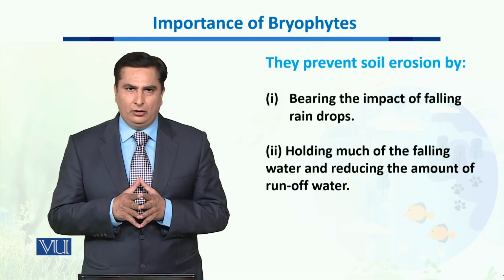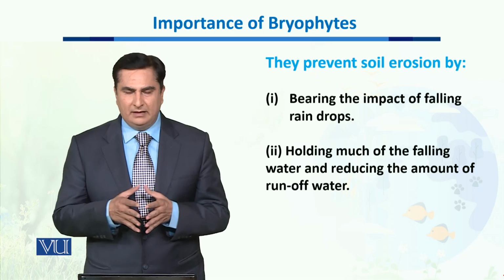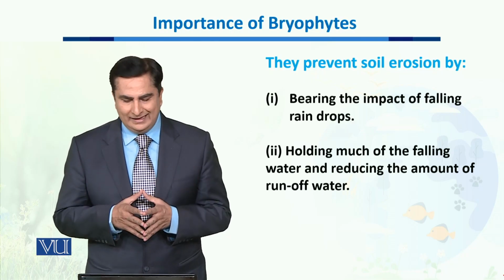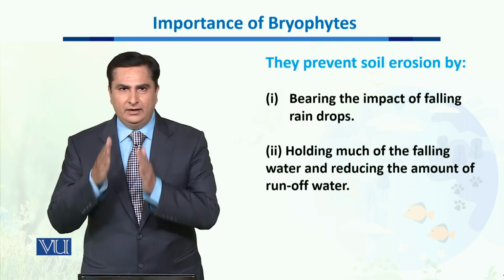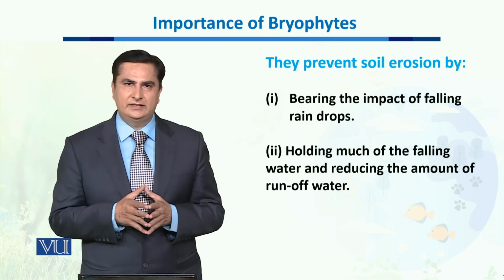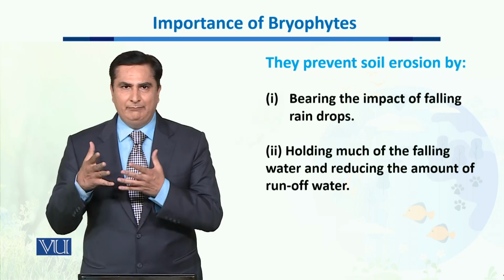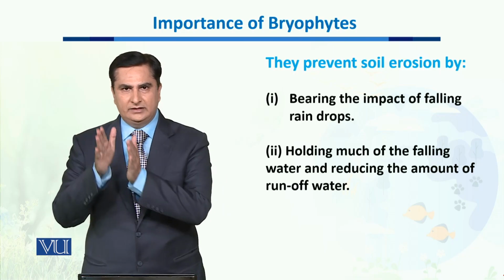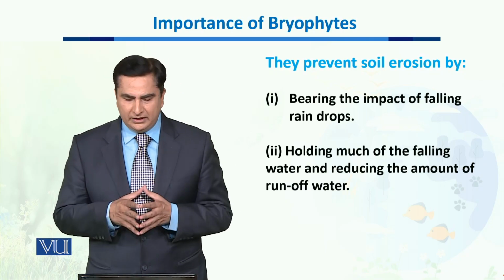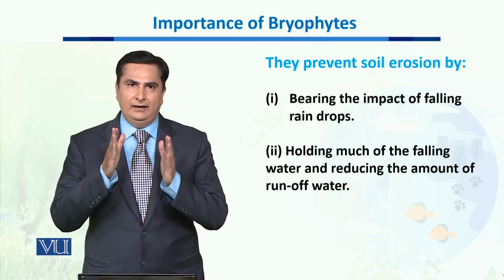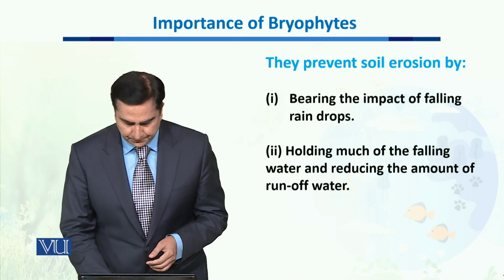The prevention of soil erosion is done by the following steps. For example, when there is a heavy rain, they bear the impact of the falling rain. So when rainwater touches the soil, it doesn't have much impact because all of the impact is borne by these bryophytes. They also hold much of the falling water and also reduce the amount of runoff water.